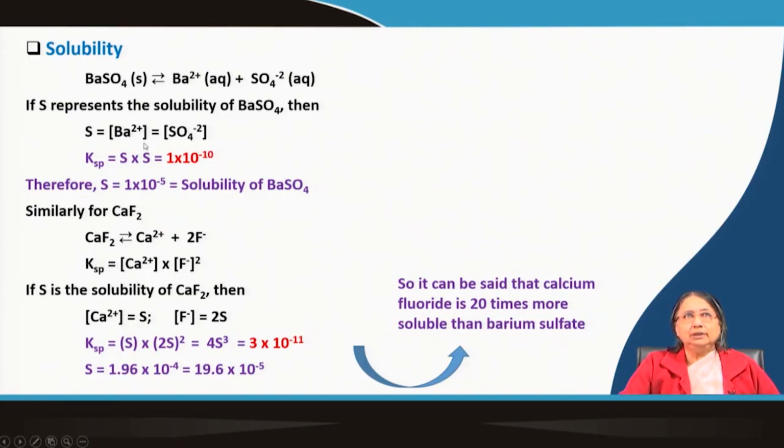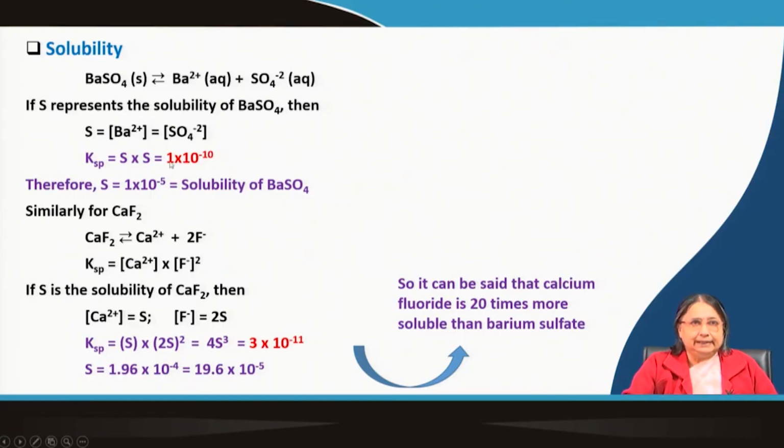Now, if the solubility of barium sulphate is S, for example, then the concentration of barium 2 plus will also be S and the concentration of sulphate 2 minus is also S. So, from the equilibrium expression of barium sulphate we can write that Ksp is S into S, that is this value which you can obtain from textbooks. Now, then what is S? S is the solubility. So, S is nothing but 1 into 10 to the power minus 5. This is the solubility of barium sulphate.